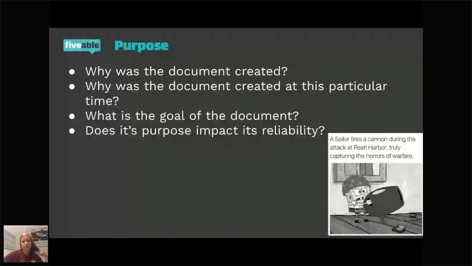Why was the document originally created? Why was it created at this particular time? What is the goal of the document? And does its purpose or goal impact its reliability? So we have to look at what is the intended purpose of this. What is it meaning to do? What is it trying to accomplish with this document in this way?